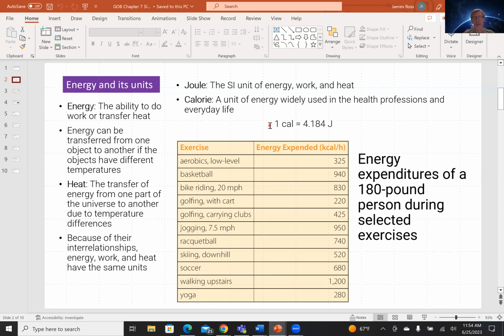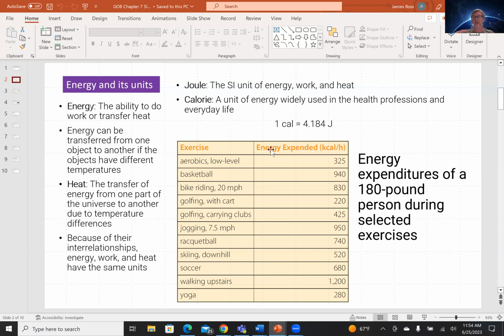Okay, so looking in the middle here, we have two common units of energy. They're not the only units of energy, but they're the common ones in chemistry. We have the joule, named after James Prescott Joule, and that's the System International unit of energy, work, or heat. And exactly 4.184 joule is equal to 1 calorie. A calorie is a unit of energy.